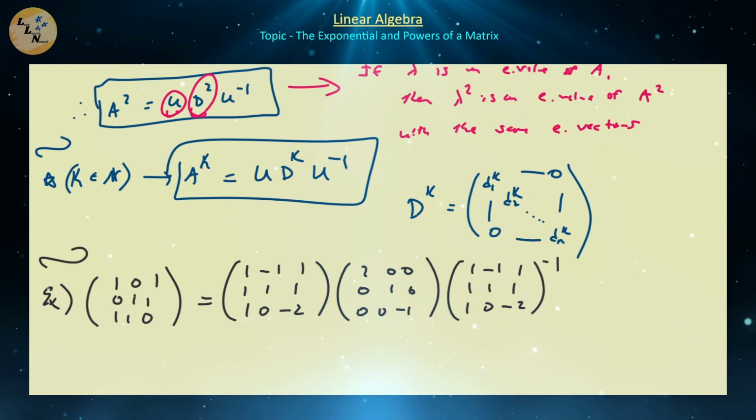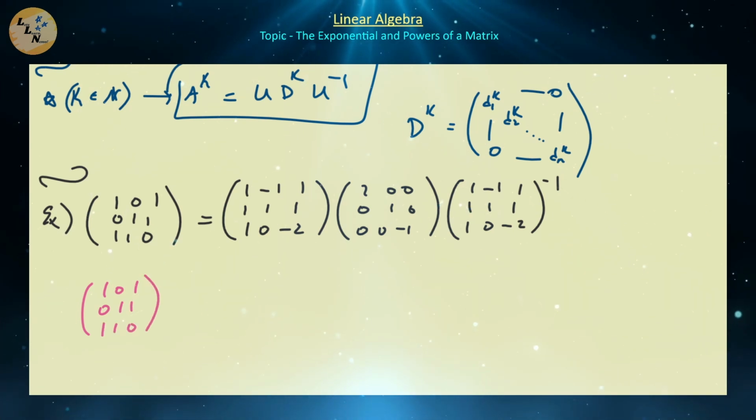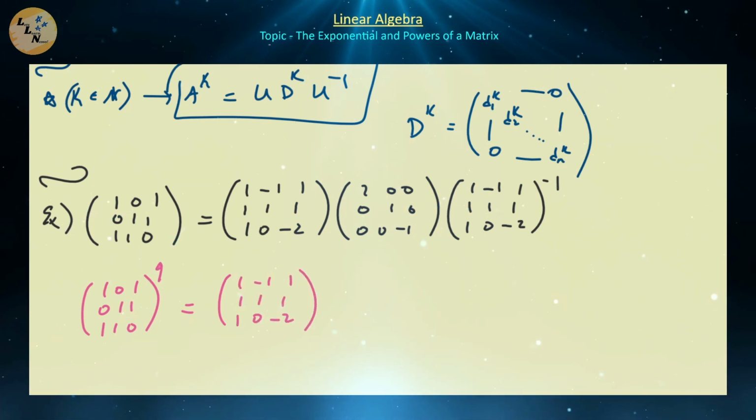So let's ask the question: suppose you want to find the matrix 1, 0, 1, 0, 1, 1, 1, 1, 0 to the power of 9. Obviously, you're not going to individually raise each of those elements to the power of 9. You won't get the same answer; otherwise it would just be the original matrix. So via this, we can actually have a shortcut. This is going to be equal to the matrix with columns (1, -1, 1), (1, 1, 1), (1, 0, -2). It has the same exact eigenvectors.